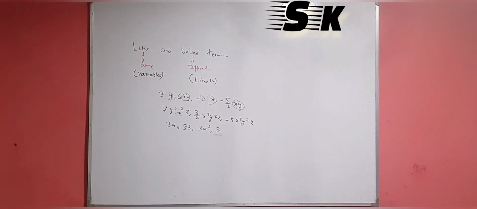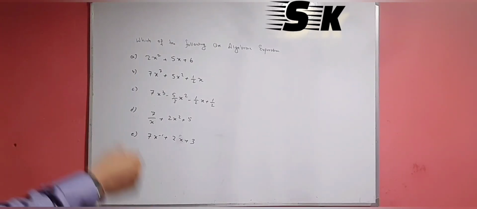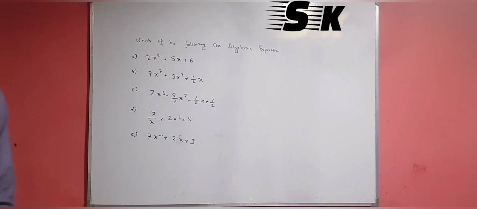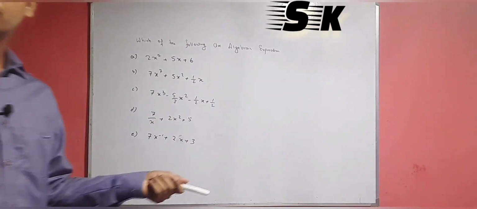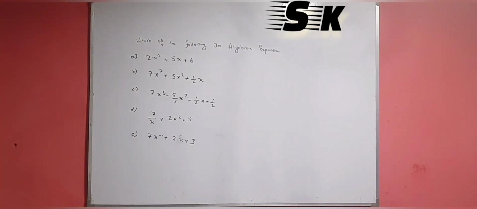Okay, so this is your next topic. Which of the following is an algebraic expression? Sir, what is this? From the starting we are reading the chapter algebraic expression. Okay, sir, why you said 3 times? Because only, no particular. Okay, so that's nothing.